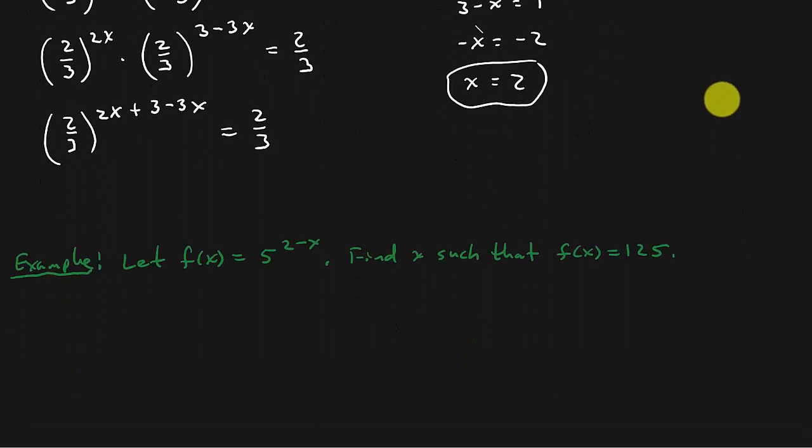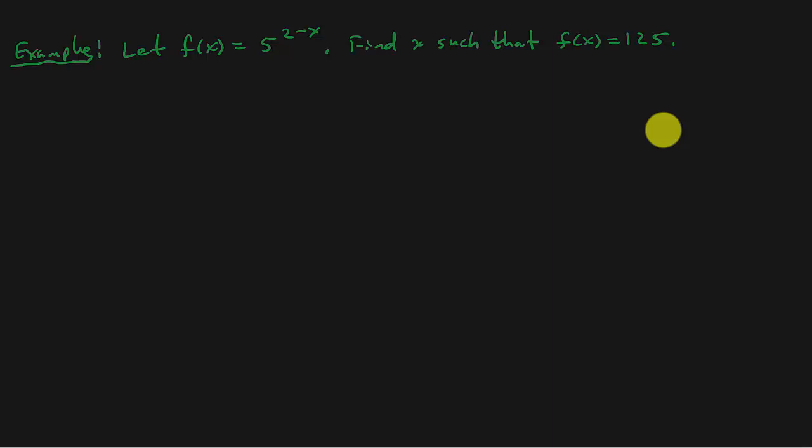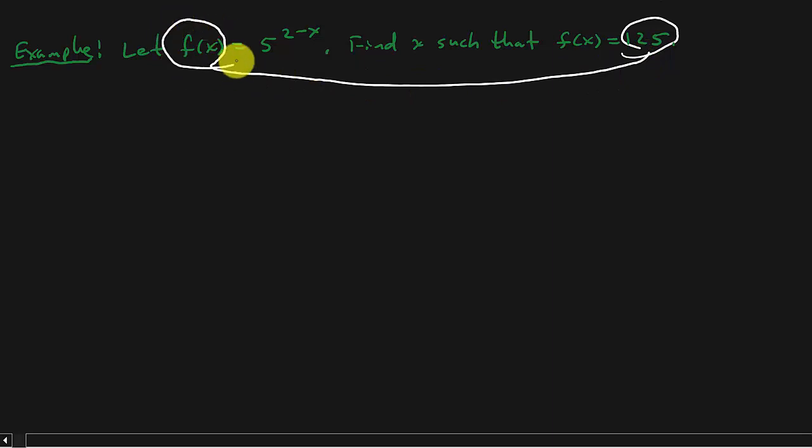All right. So let's see what we've got now. So let f of x equal 5 to the 2 minus x. Find x such that f of x equals 125. So what they're telling us here is f of x is 125. So we're just going to replace this f of x with 125. So that's going to be 125 equals 5 to the 2 minus x. So now it's just solving an exponential equation.